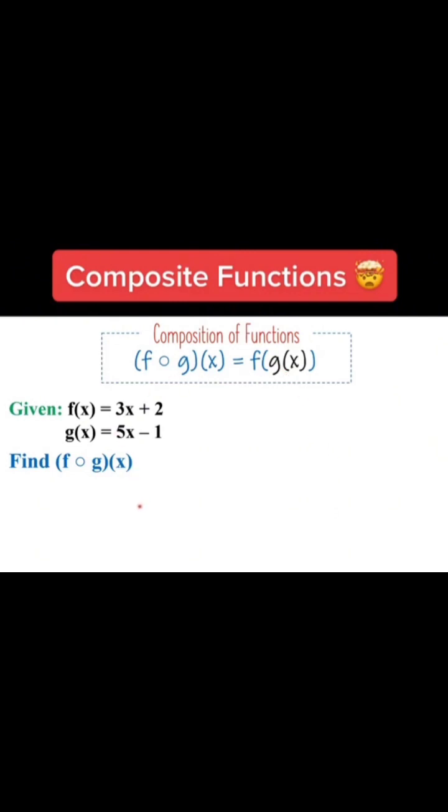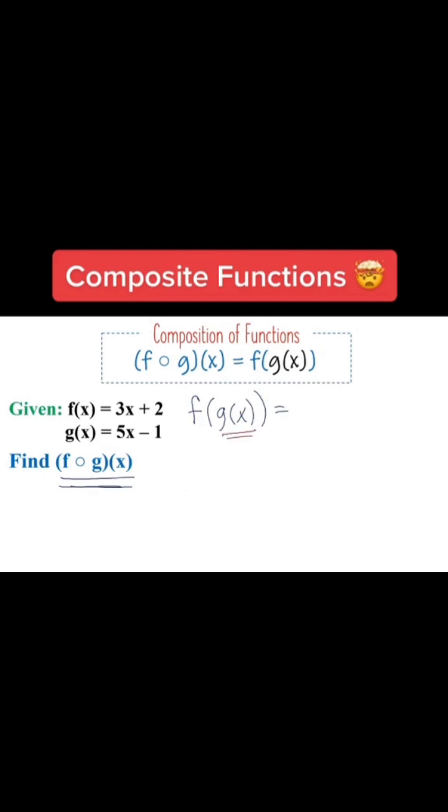Meron tayo ditong given na dalawang functions. F of x is equal to 3x plus 2 and g of x is equal to 5x minus 1. Let us find f composed of g of x. So this f composed of g of x can be written as f of g of x. At para masolve natin yan, magsisimula tayo sa loob ng parenthesis. So nasa loob ng parenthesis yung g of x.